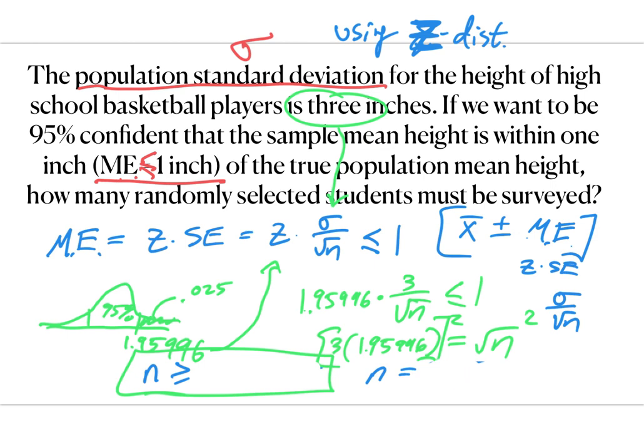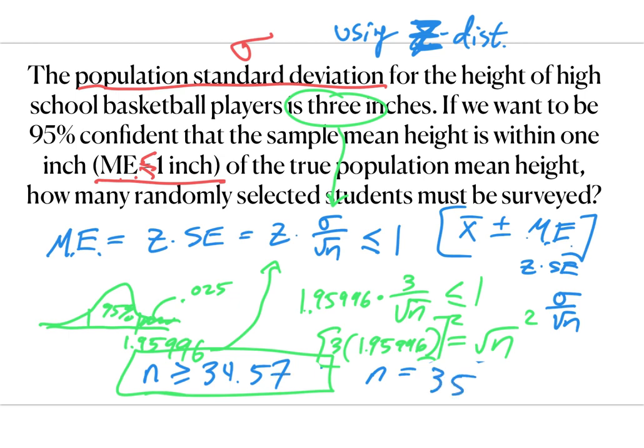1.95996, take that answer and square it, and we get a number that is, what's the number? 35. What is it without rounding? 34.57. So n would have to be 35 because that's the next integer.